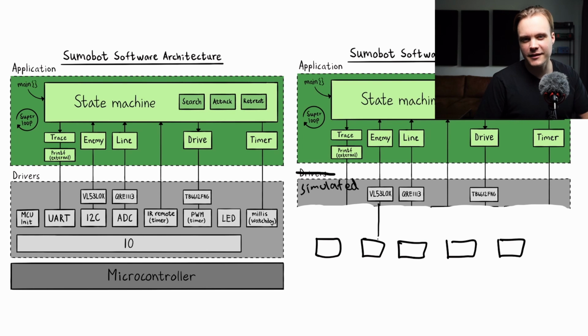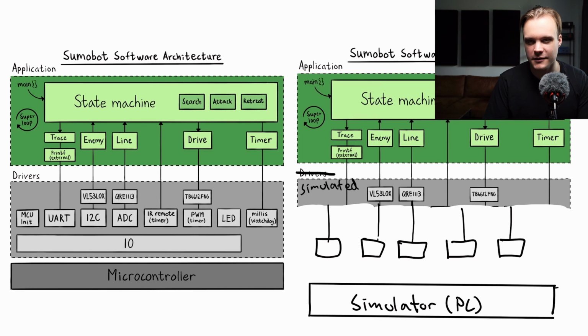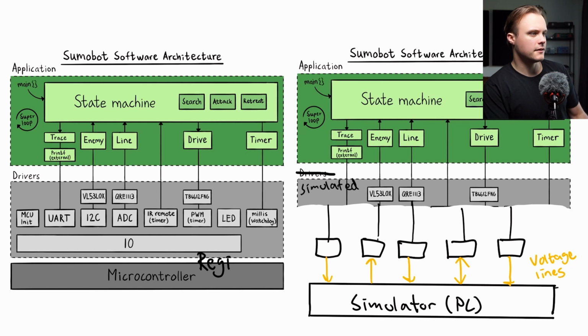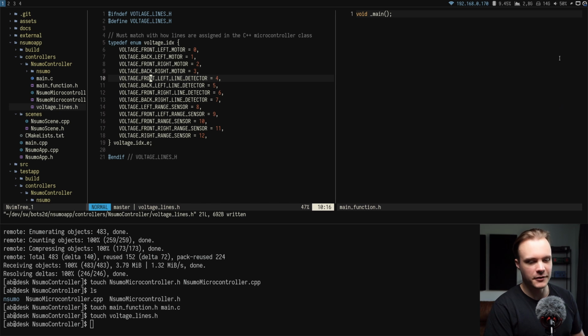On this microcontroller I write to registers because this microcontroller has peripherals which talk to the sensors and the motors. But in the simulation there is no microcontroller and there are no real motors or sensors. They are all simulated. So in the simulator, instead of writing to registers, I'm going to set the values of these voltage lines. And since some of the drivers are tied to the microcontroller, in order to simulate, I need to replace these with corresponding simulated drivers. That's what I'm going to do now. And these simulated drivers are going to be using the voltage lines, as I said.